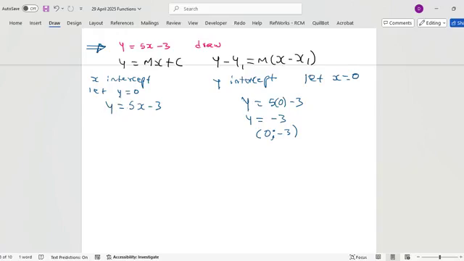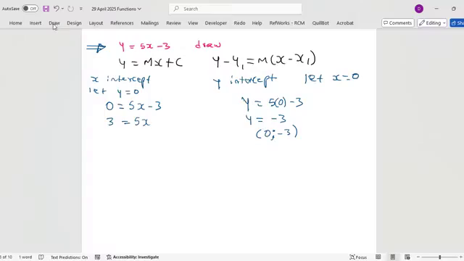Okay, let's use this one and look for the x. If we're looking for x, wherever we see y, we put 0. So I'm going to remove y, and in place of y, I'm going to put 0. Then I can transpose and solve for x. Let's transpose 3. Then we're going to have positive 3 because it's negative. When we transpose, it becomes positive. Positive 3 is equal to 5x.